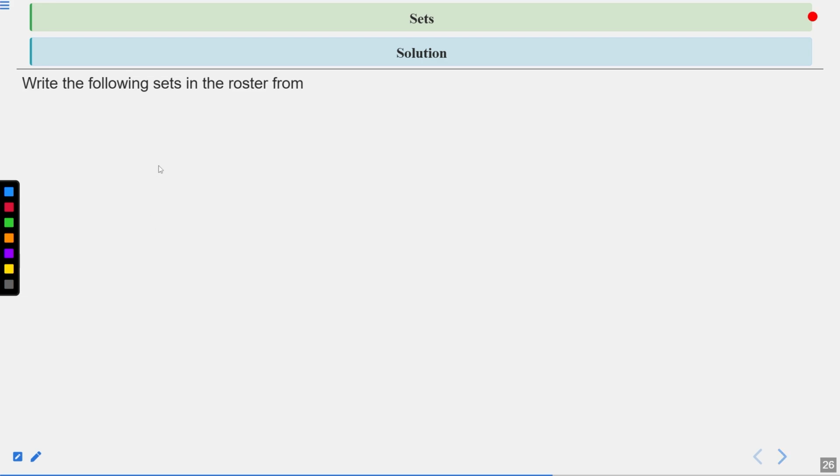Moving on to the next part. Part C. The set builder form is collection of all x, x must be a positive factor of a prime number p. So p is your prime number. Solution.